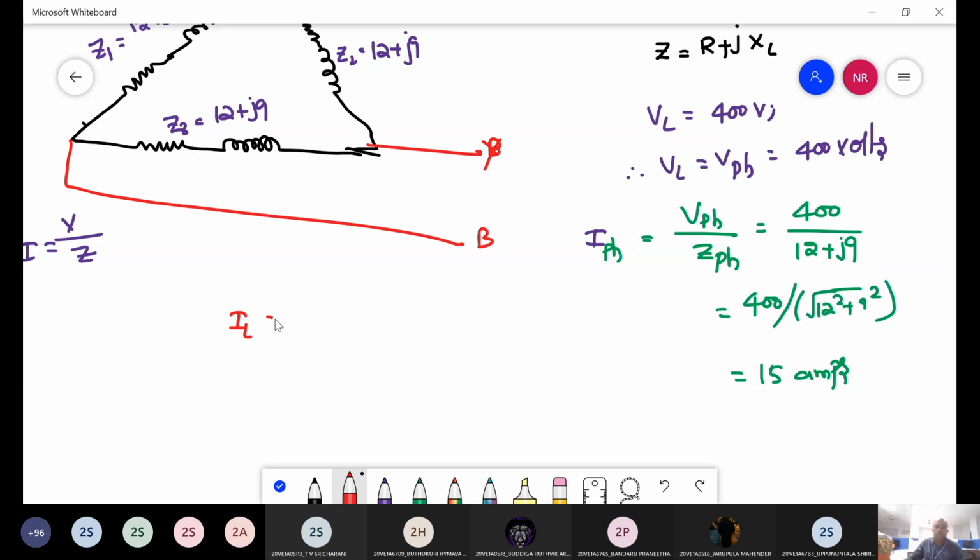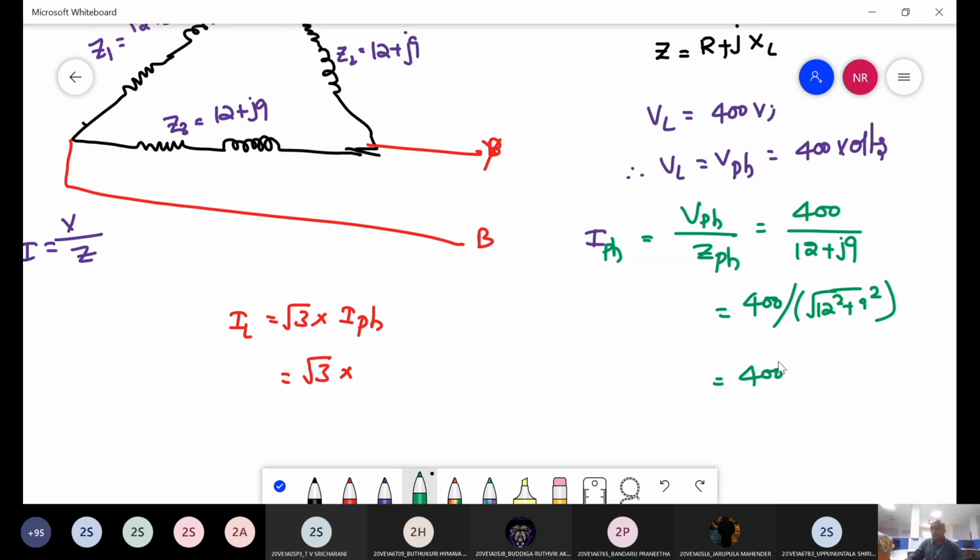IL is equal to what? Root 3 into 26.6 amperes. 26.6 amperes, sir. Not 12 square plus 9 square is 15. Total, so 26.6 amperes. Where is the total current? It is I phase, sir. I phase here is 26.6 amperes. You said 15 earlier, that is 12 square plus 9 square. Did you get its value? Yes, sir.